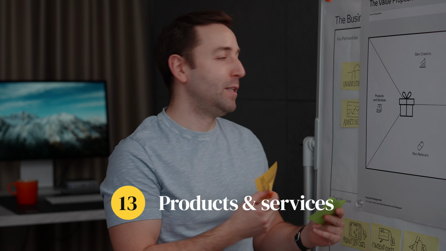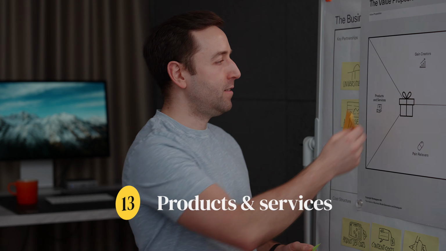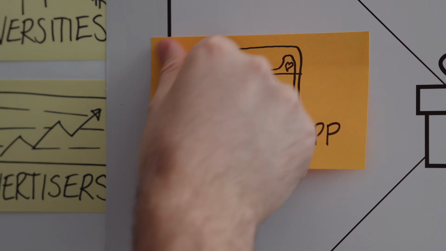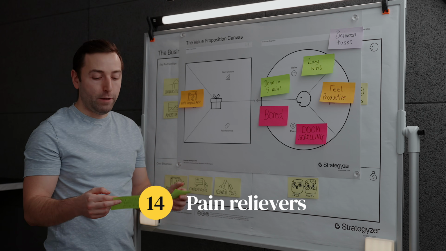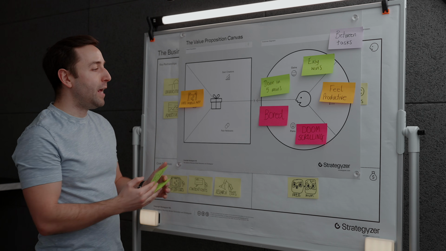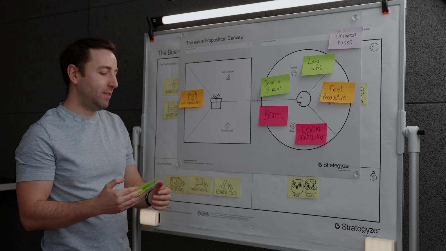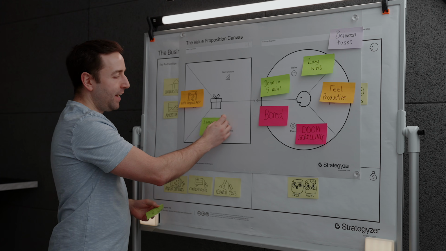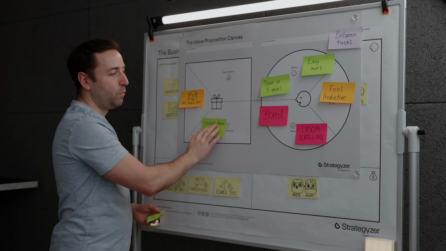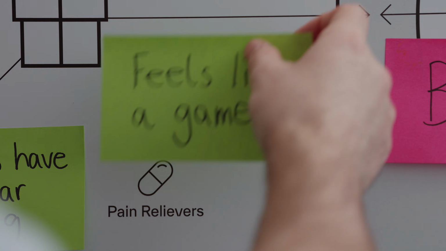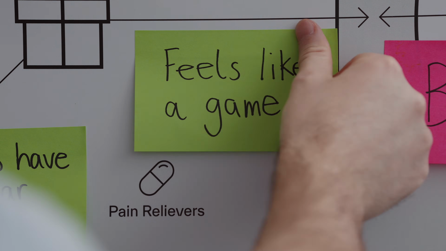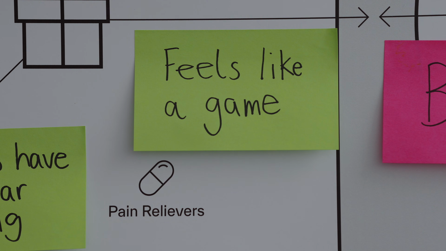Number 13 is products and services. Here, it's the free mobile app. Number 14 are pain relievers. These are the things that enable you to alleviate or kill the pains that your customer has. So, lessons have a clear ending, which helps avoid doom scrolling. And it feels like a game, which helps you overcome the problem of being bored.